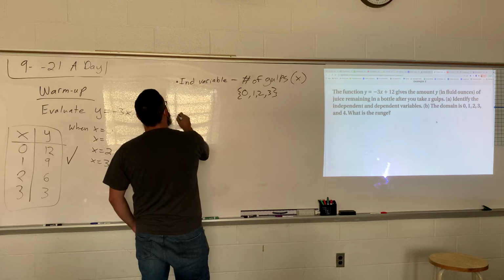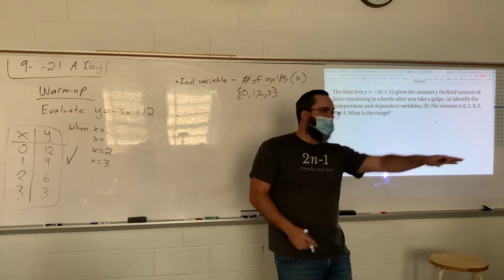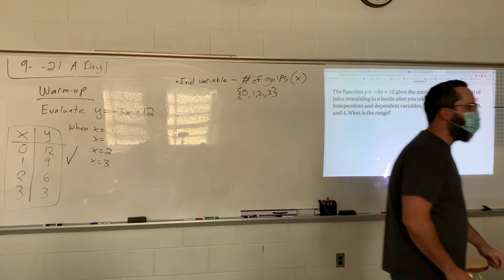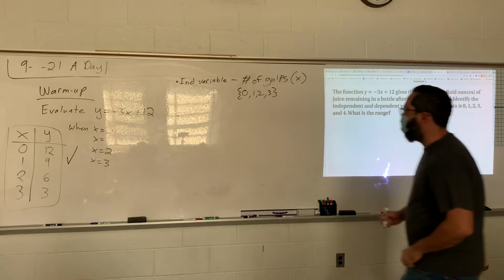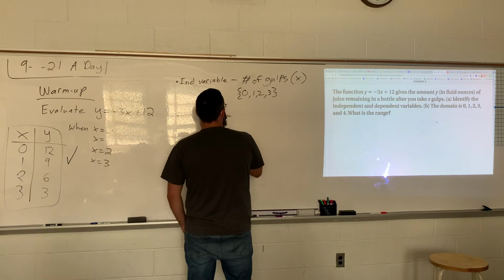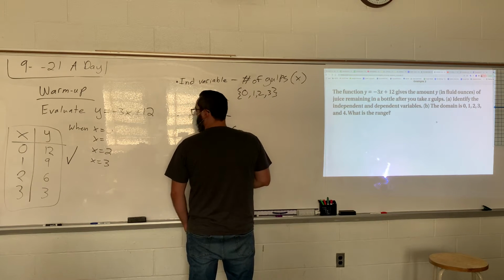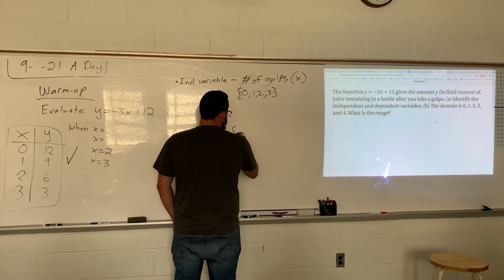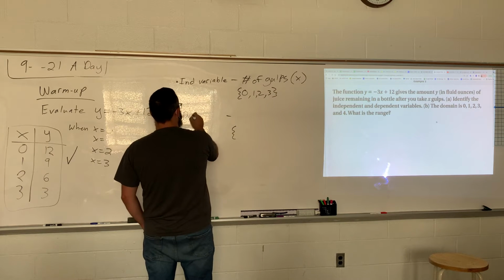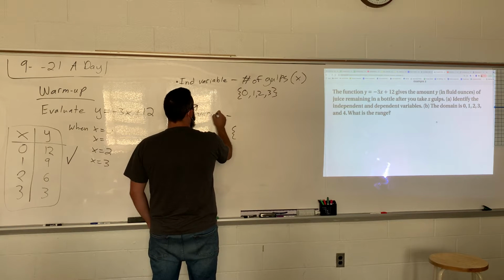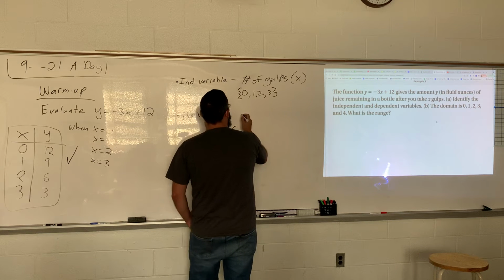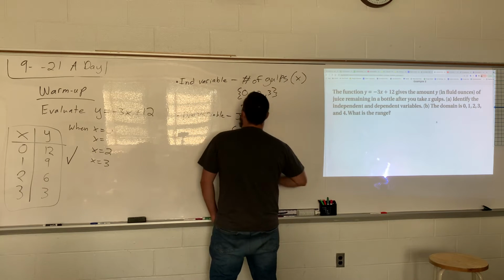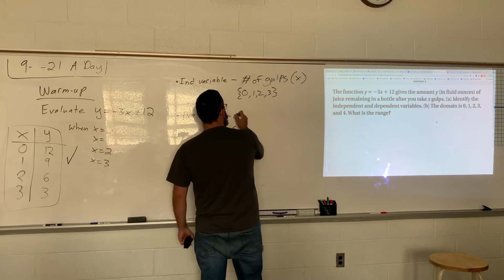Okay. What is the domain? Gabrielle, go ahead. 0, 1, 2. No, I'm sorry, the dependent variable. We'll just say juice remaining in the bottle. Well, we should say ounces. Ounces of juice remaining.